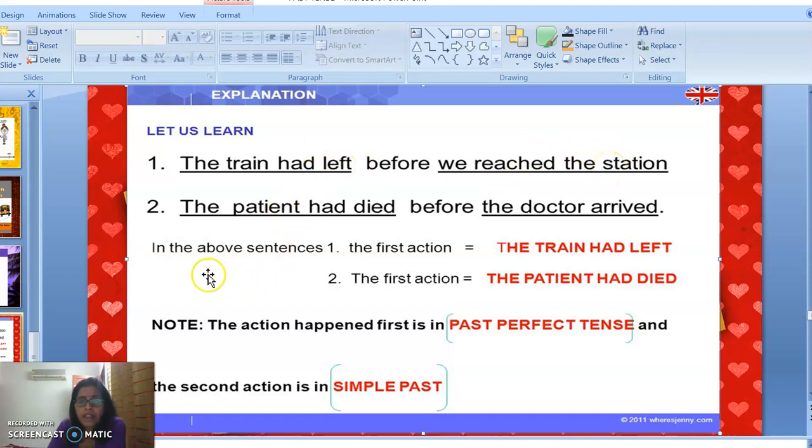So in the above sentences, understand, the action that got over first in the past is the train had left. And the first action in the second sentence is the patient had died. Since these two actions occurred first in the past, that's why we will use had and had, that is past perfect form, and the third form of the verb, left and died. Now note here, the action that happened first in the past will be written in past perfect tense, and the action that occurred second in the past will be written in simple past tense only. I hope I am clear.